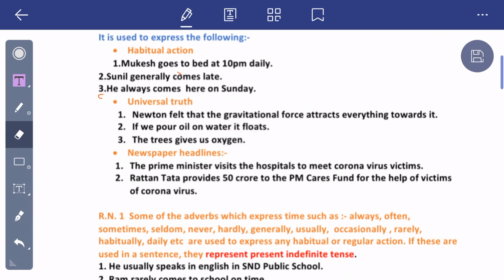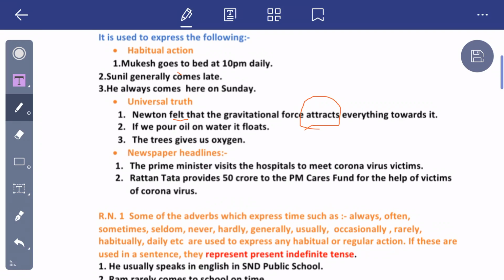He is no more now, but the concept here is that we are talking about the time when he felt. So that is why I have used the second form. He felt at one time. The gravitational force, I have used here, attracts everything towards it. Why have I used "attracts"? Because the gravitational force attracts everything towards it. It is a universal truth. It was taking place in the past.